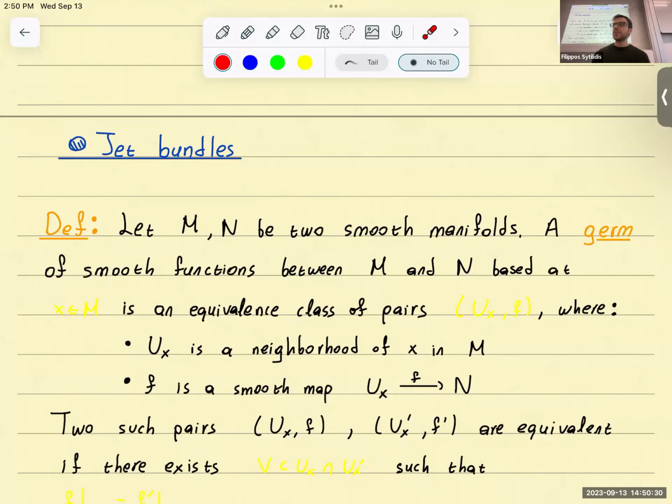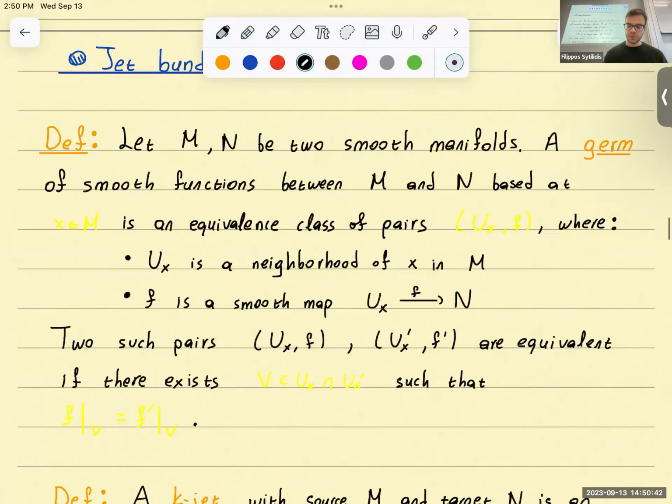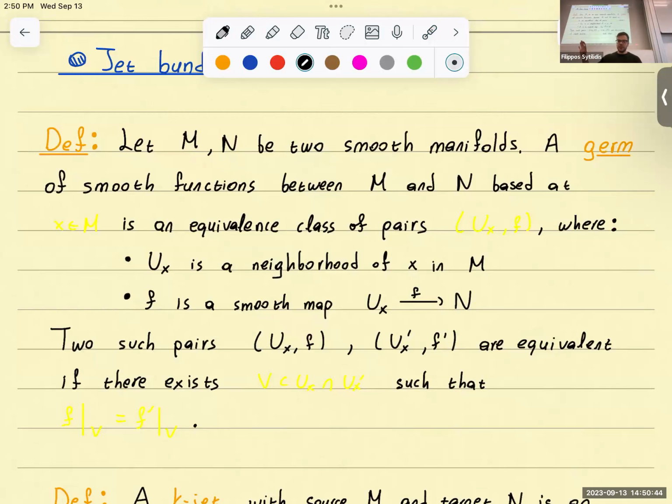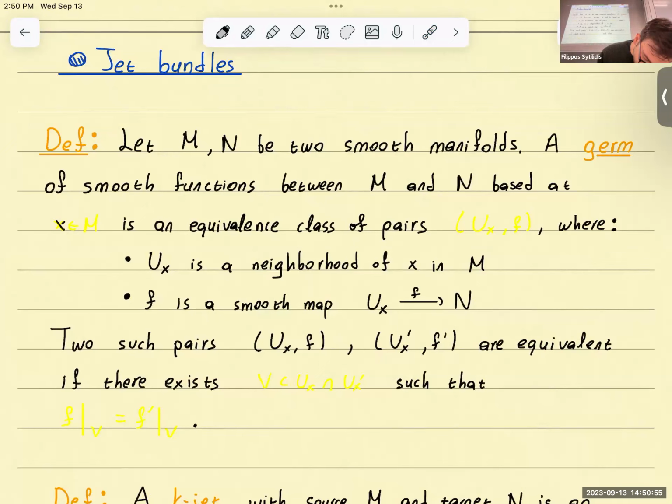So first I'm going to give you a bunch of definitions, and then everything's going to come together. But maybe for a little bit of time, it might seem a little bit dry, but we'll try to motivate as much as possible. So if you give me smooth manifolds M and N, I want to first define what a germ is. So a germ of smooth functions between M and N based at X.